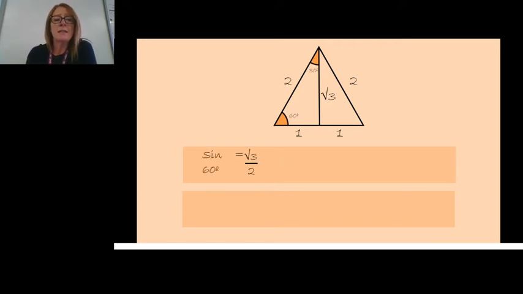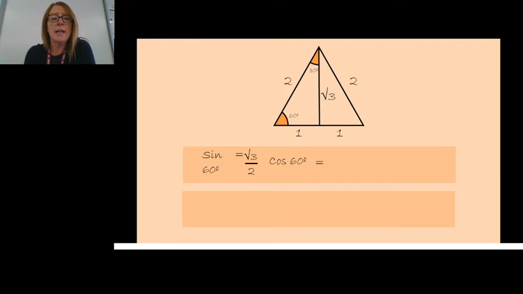So for sine 60 degrees, remember, sine is opposite divided by hypotenuse. So if I go to the angle at the bottom left, which is 60 degrees, and I look opposite, I can see root 3. The hypotenuse is 2. So sine 60 is simply root 3 over 2.